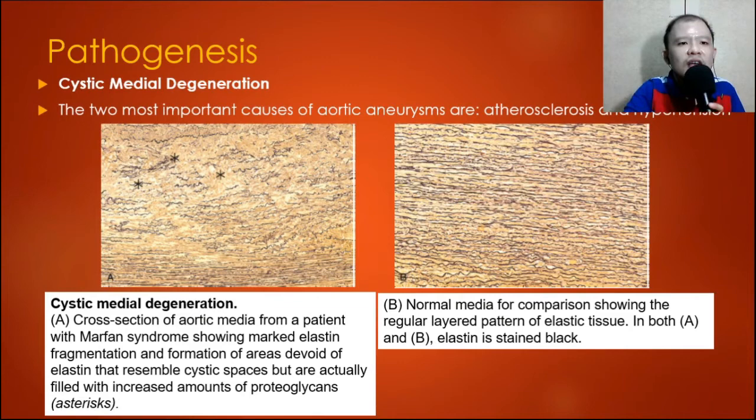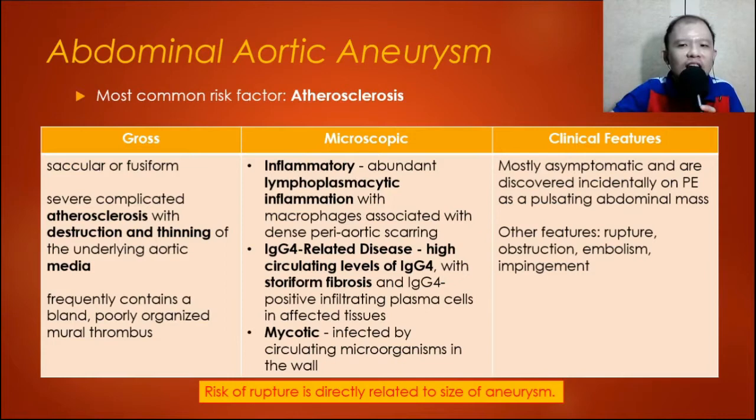And in the histological picture, the main feature in these aneurysms is cystic medial degeneration. You have depletion of what? Elastic fibers, elastin, compared to the normal. In the following slides, I was hardworking enough to tabulate the features so you can take advantage of it.